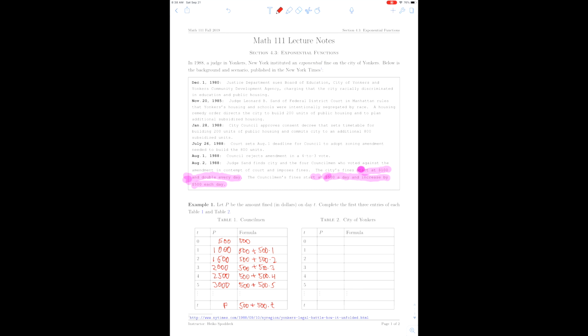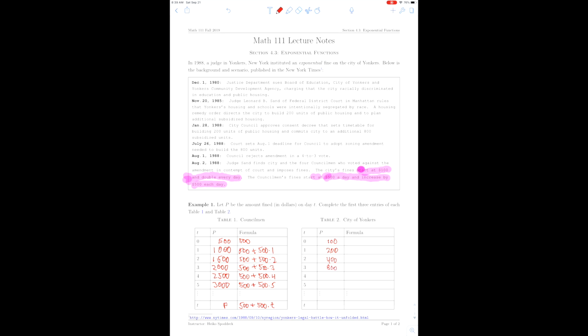Now, how does that look for the city of Yonkers? So there we start with $100. Now, on the first day that the city doesn't do what the court said it had to do, they're getting doubled the fine that they were asked to pay. So that means that becomes $200. And then the next day it doubles again. And so we end up already at $400. And then if we double that again, $800.